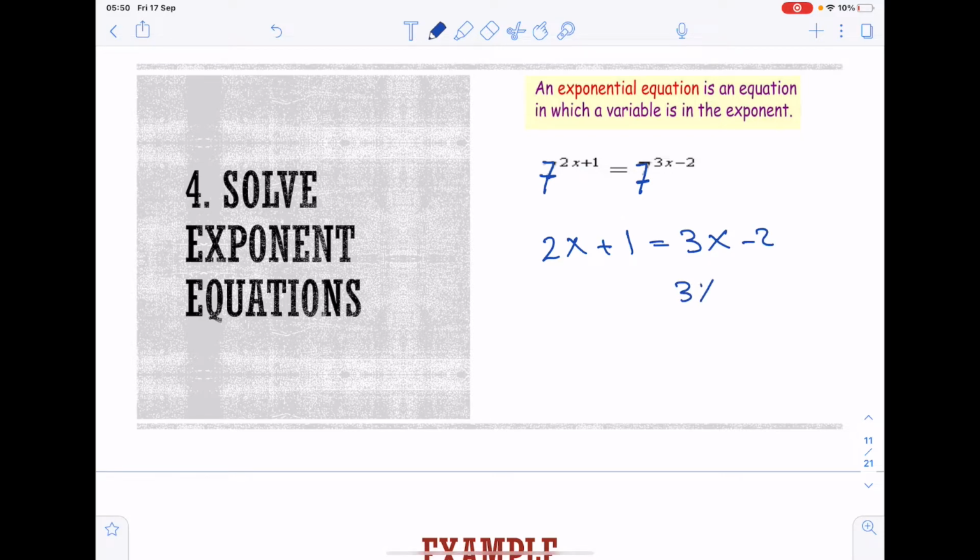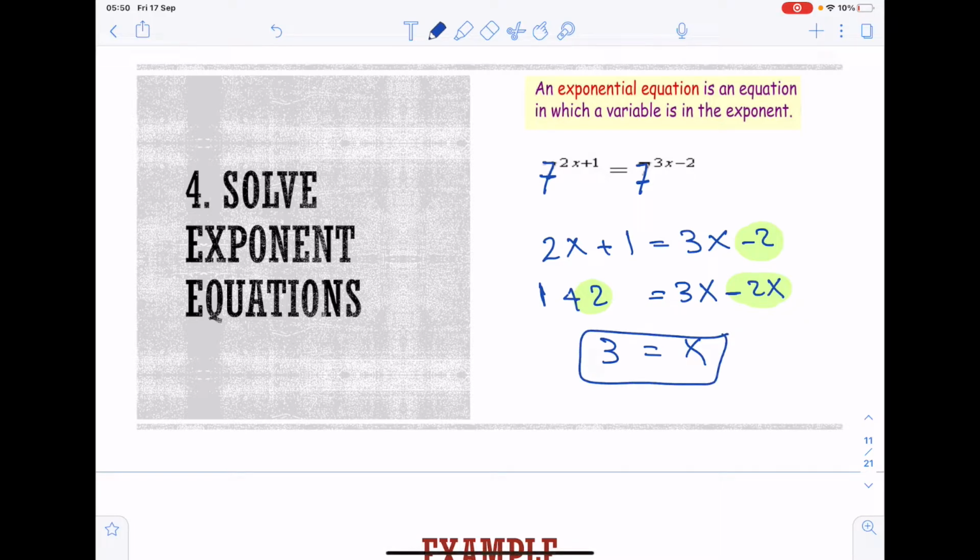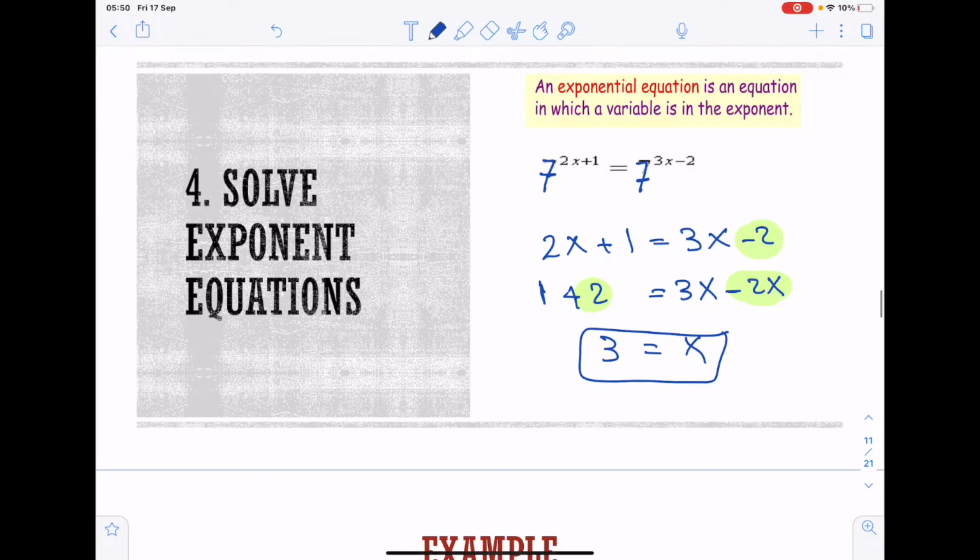So 3x minus 2x equals 1 plus 2. All I did here is add 1 to the other side and subtract 2x from the other side also. So 3 equals 3x minus 2x, which is x, so x equals 3. And this would be the value of x.